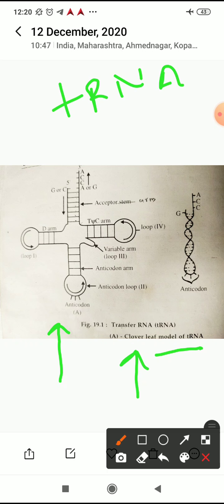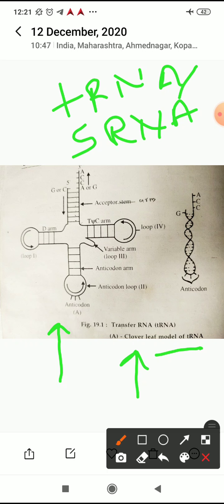It is also called as a soluble RNA. So take S of this soluble and call it as a soluble RNA instead of tRNA. So both the names, they are there for this type of RNA. So this RNA or tRNA, it constitutes 15 to 20% of the total RNA of the cell. It is smaller than that of mRNA and rRNA.